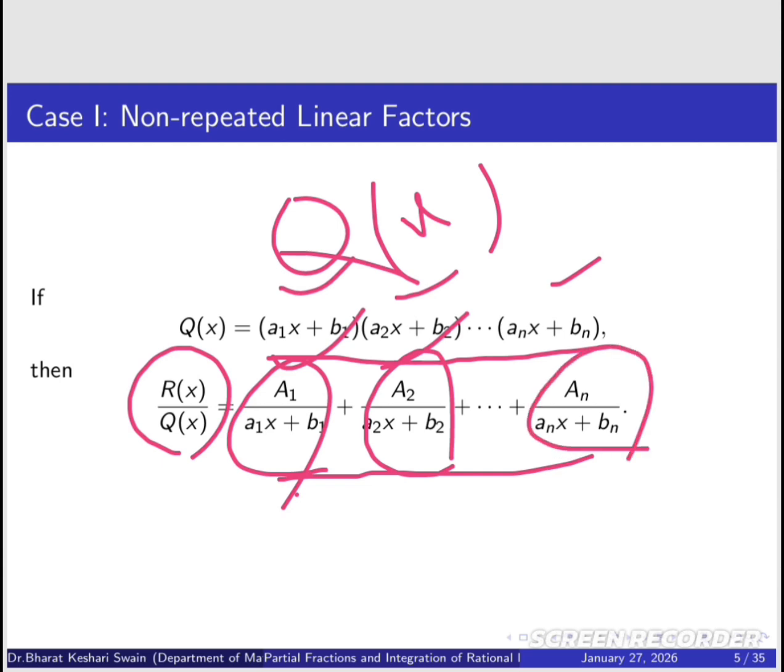Suppose we have three factors, then we have to write A1 by A1x plus B1, plus A2 by A2x plus B2, then plus A3 by A3x plus B3. Suppose we have two factors only, then A1 by A1x plus B1 plus A2 by A2x plus B2. That's it. Like this we can write the proper fraction as simpler fractions, and after that we have to determine your constants A1 and A2.